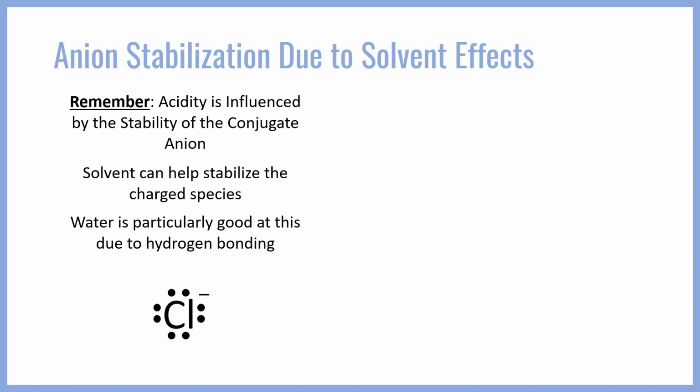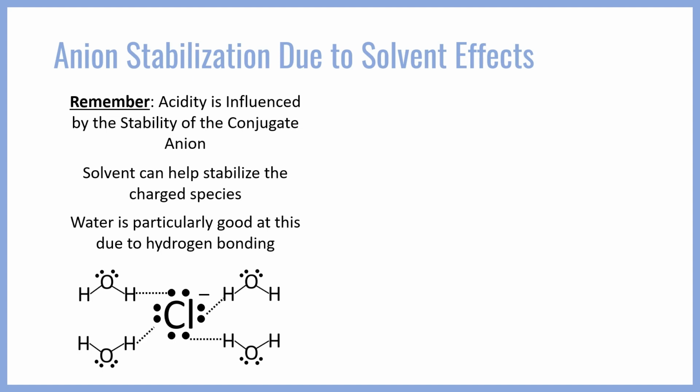So for example, if you have a Cl- anion in aqueous solution, the waters will surround that ion, and each of the hydrogens will attack a lone pair on that chloride anion and donate their positive character towards it, which helps stabilize the negative charge through these hydrogen bonds shown here.